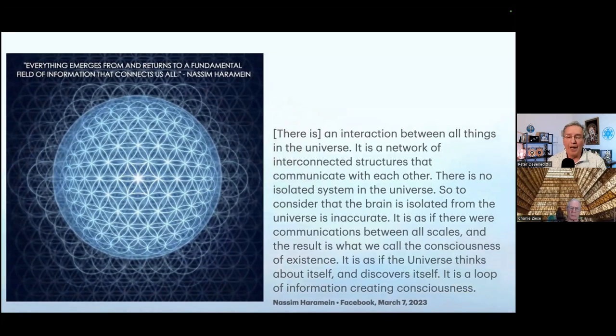Okay. He went on and posted on Facebook once, there is an interaction between all things in the universe. It is a network of interconnected structures that communicate with each other. There's no isolated system in the universe. So to consider that the brain is isolated from the universe is inaccurate. It is as if there were communication between all scales and the result of what we call the consciousness of existence. It is as if the universe thinks about itself and discovers itself. It is a loop of information creating consciousness. So at this very, very tiny level, everything's all connected and everything's all aware of everything else.